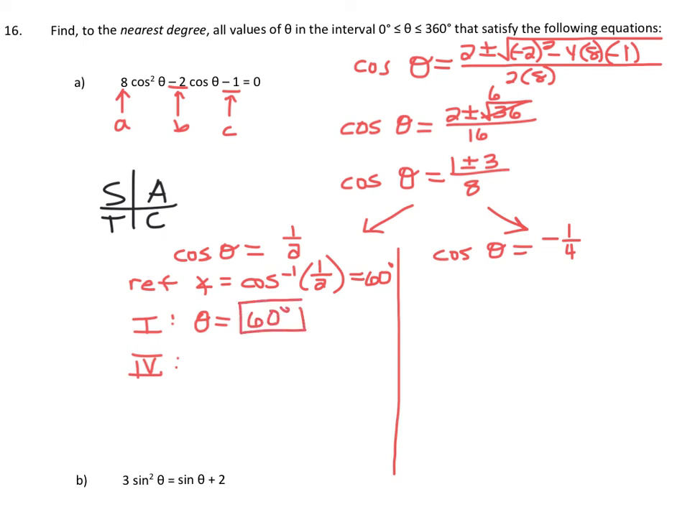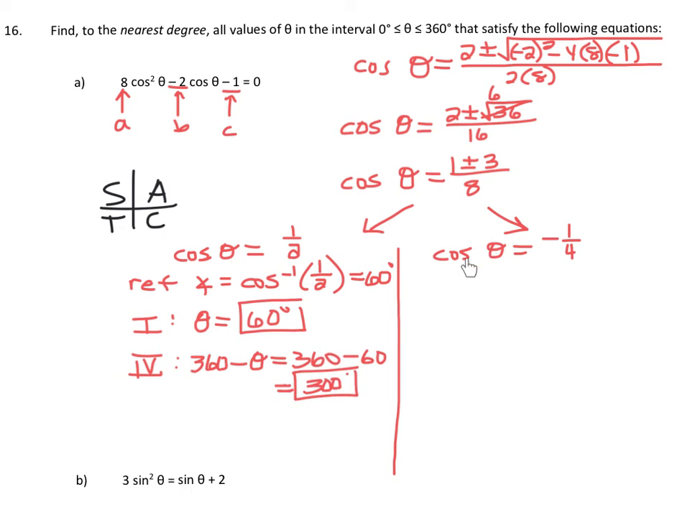Okay, and then here in the fourth quadrant, the rule is 360 minus the reference angle. So if we do 360 minus 60, that is 300 degrees. Okay, so that's going to be our fourth quadrant angle. Okay, so we wound up with two answers over here.